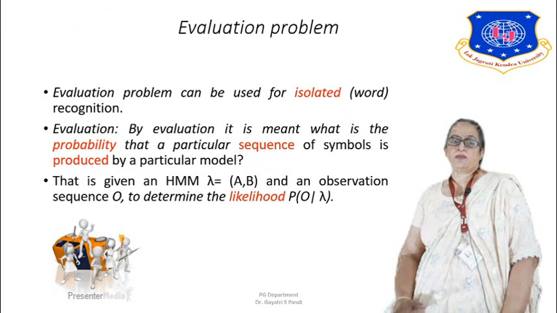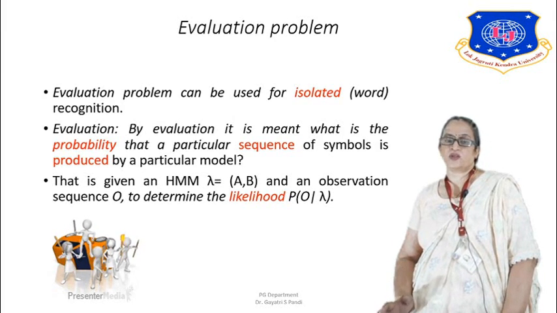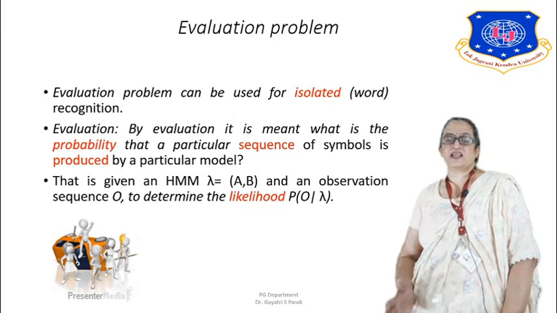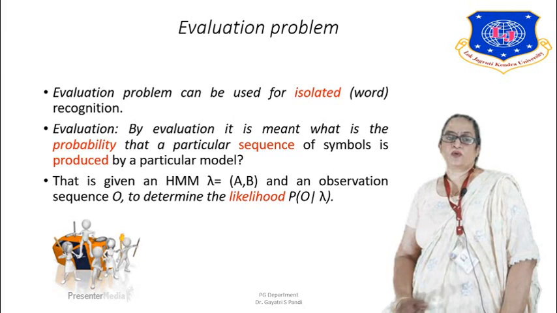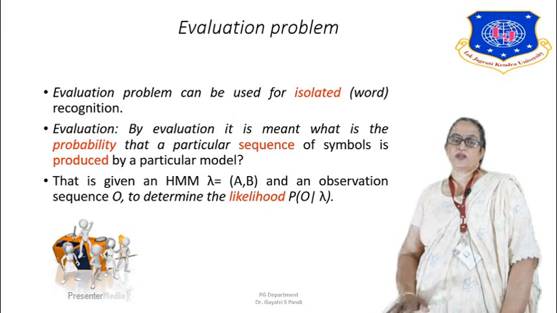Now, the evaluation problem, as I told you, can be used for isolated word recognition, and by evaluation it is basically meant: what is the probability that a particular sequence of symbols is produced by a particular model? So what is the next sequence that would be produced? That could be done by evaluation. So this is basically given an HMM lambda equal to A comma B, and an observation sequence O, to determine the likelihood P of O given lambda.